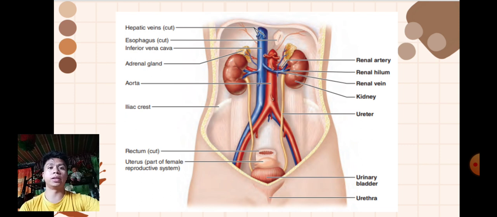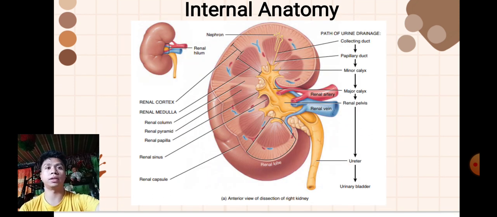And we have here another diagram. It shows a summary of our discussion a while ago: the renal artery, the renal hilum, the renal vein, the kidney, the ureter, and the adrenal gland. It is positioned above our right kidney, and we have here the urinary bladder and the urethra. Okay, next slide. So let's move to the interior anatomy of our kidney.